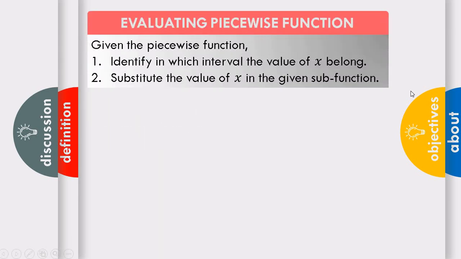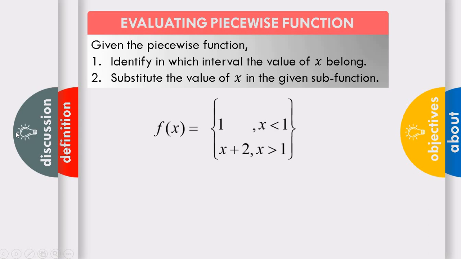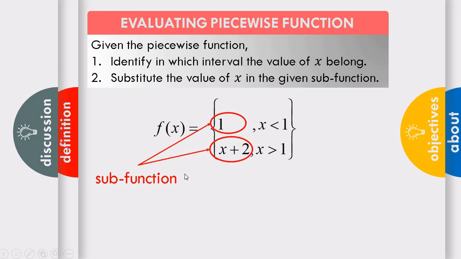So, evaluating a piecewise function. Given the piecewise function, first, identify in which interval the value of x belongs. Second, substitute the value of x in the given subfunction. For example, we have the piecewise function f of x equals negative 1 if x is less than 1 and x plus 2 if x is greater than 1. So f of x equals negative 1 and f of x equals x plus 2 are the subfunctions of this piecewise function. Next, x less than 1 and x greater than 1 are the intervals.